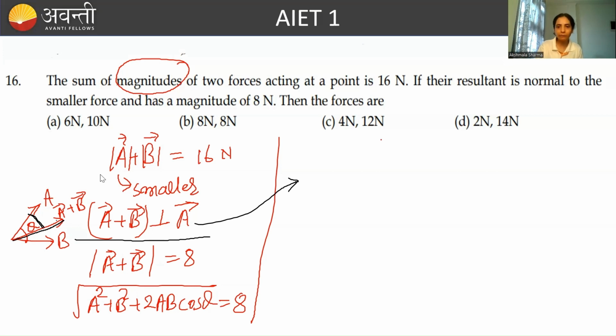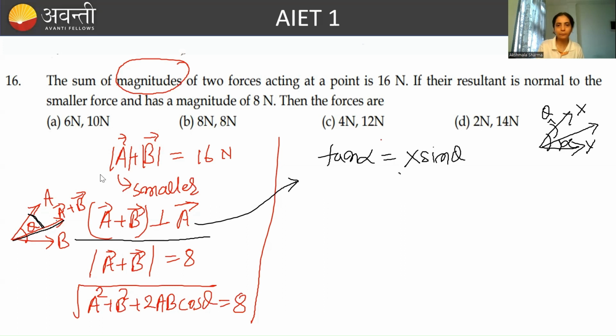Now we have learned in vectors, if there are two vectors given, suppose vector x and vector y, and this is the resultant vector, then the angle that the resultant vector makes with any one vector, suppose I am taking the angle with y as alpha, and the angle between x and y is theta. Then the formula is what? Tan alpha can be written as x sin theta divided by y plus x cos theta. Okay? So if we are forming the angle with y, then the formula will be like this.